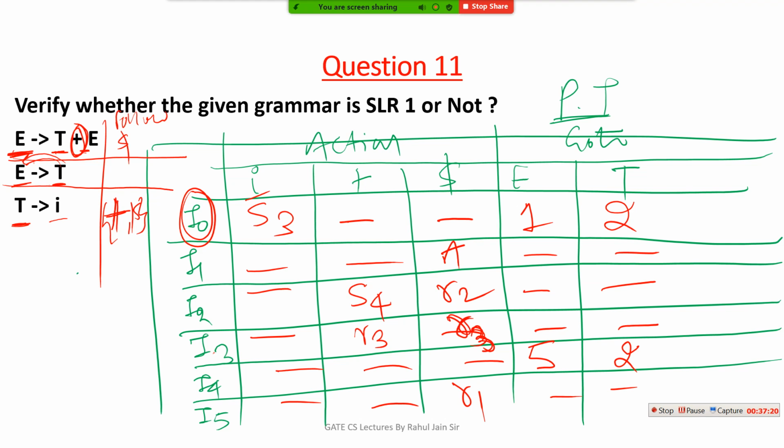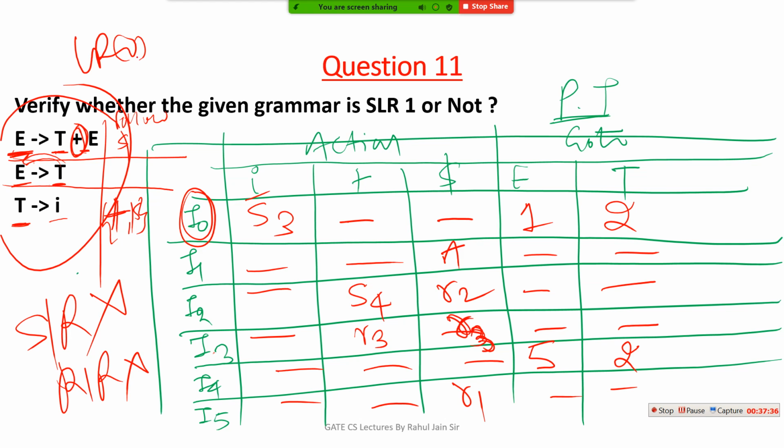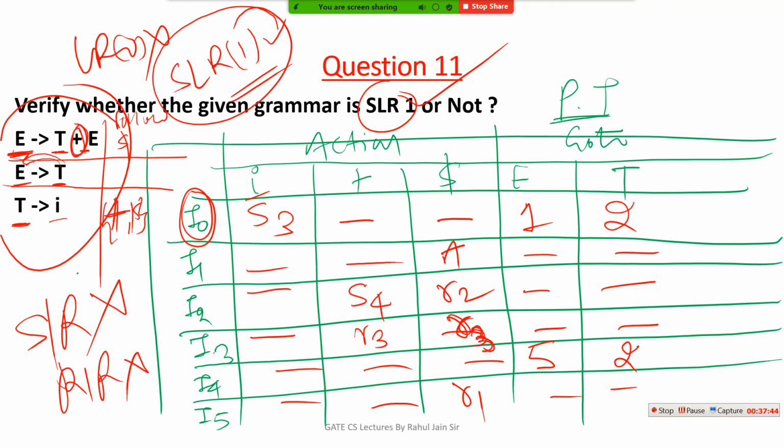In this table, am I getting any SR conflict? I am not getting any SR conflict. Am I getting any reduce conflict? I am not getting reduce conflict. So what can I conclude? I can conclude that this grammar is not LR0 grammar, but this grammar is SLR1 grammar. Why? Because in the SLR1 parsing table I am not getting any conflict. So this is SLR1. Is it clear to you guys?